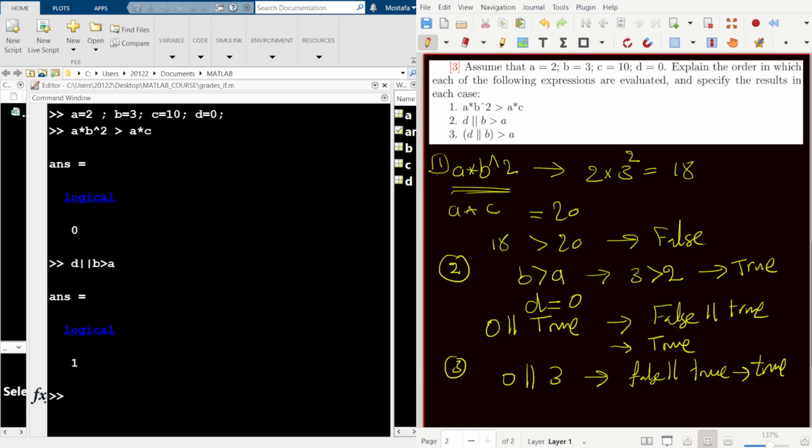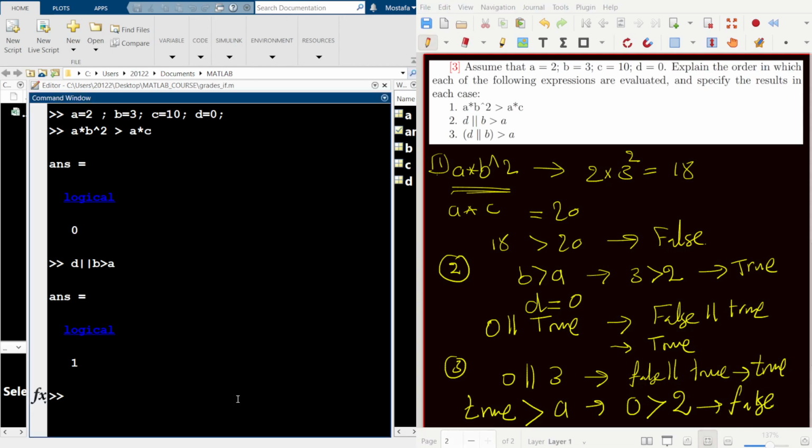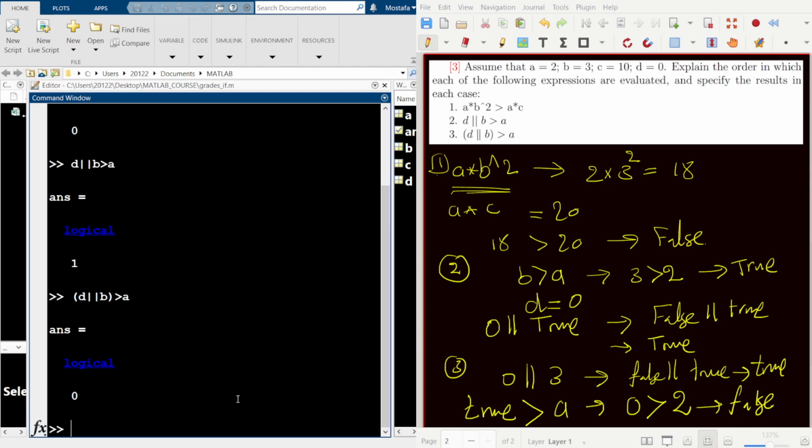And then I have a question that tells me, is true greater than A? How much is A? A is 2. So to do this comparison, MATLAB will convert the true into 1. So it will be a question whether 1 is greater than 2, where A is 2. And obviously, this is a false statement. So you see, by adding parentheses, we have changed the result. Let's actually test this with MATLAB here. And that gives us false.